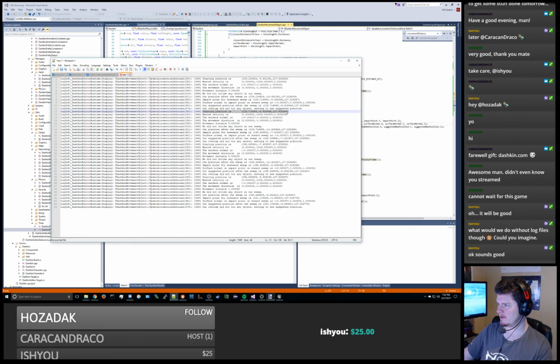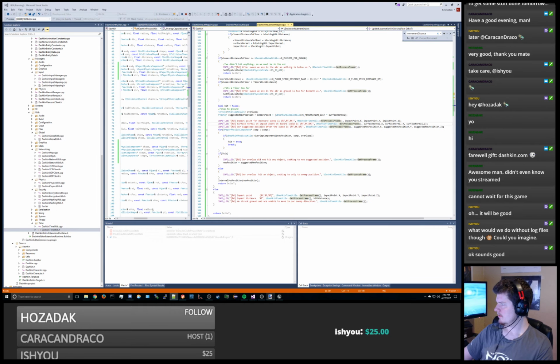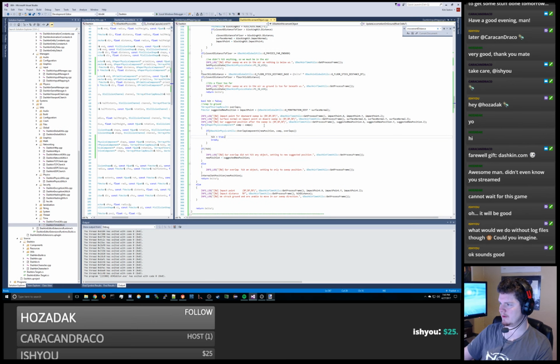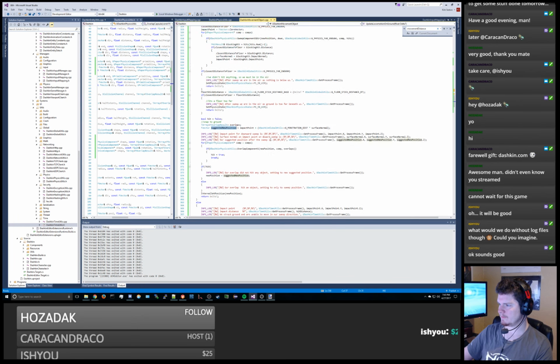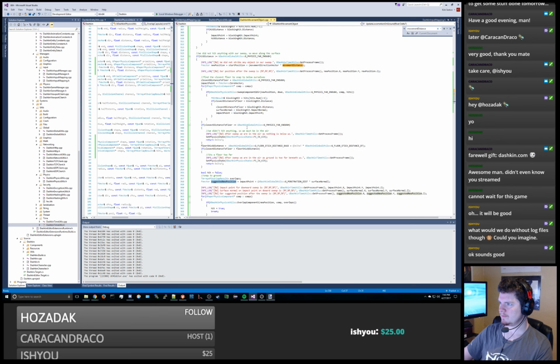So yeah, it is most likely that this thing is all sorts of jacked up. So what I want to do here is check if the position of the object matters for, like, if we pass in a position for the sweep here.